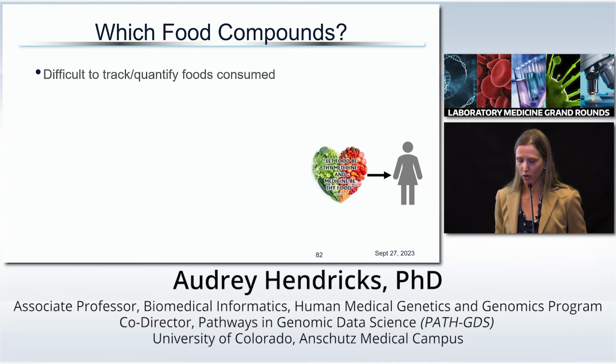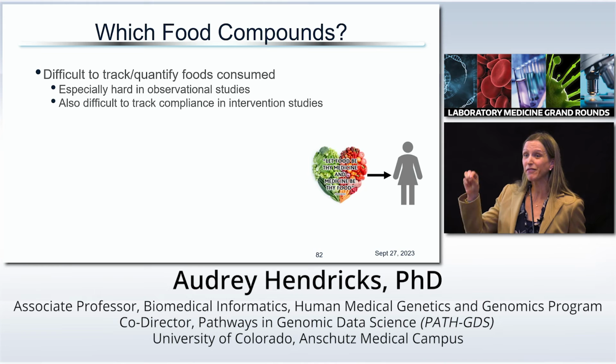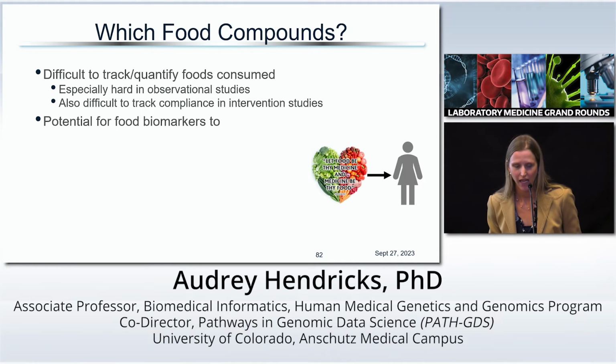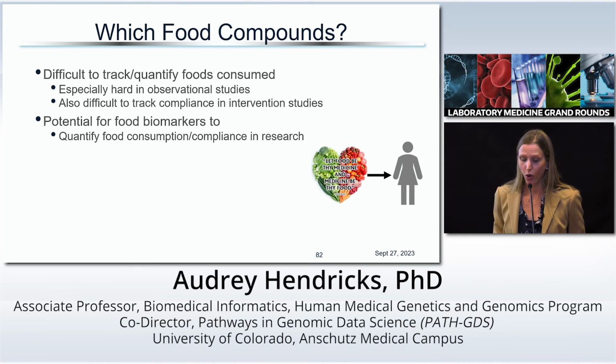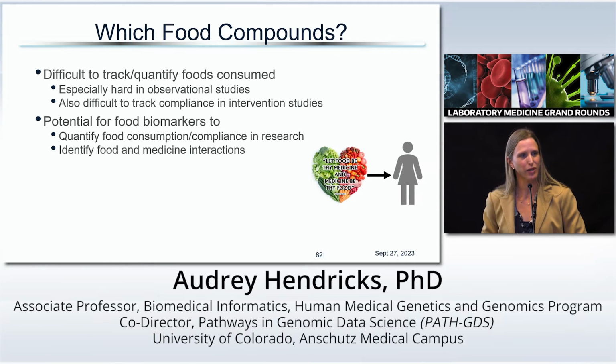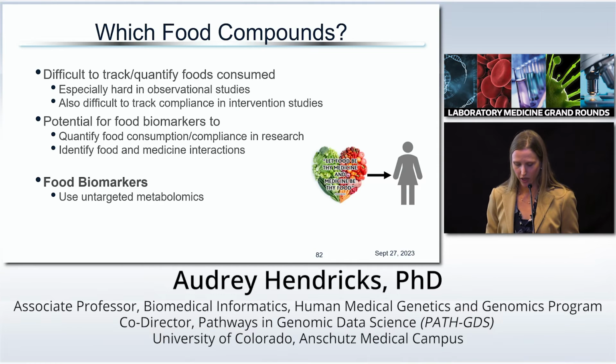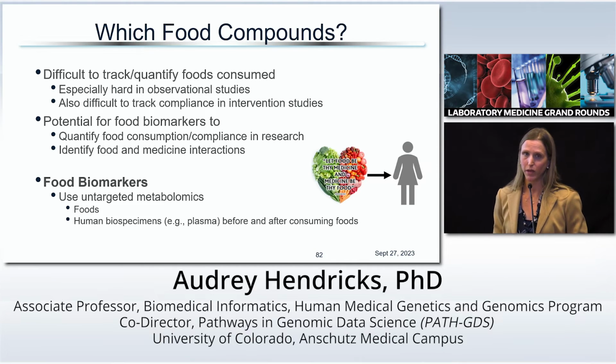So it's difficult to track and quantify foods consumed. It's especially hard in observational studies, although it's also difficult to track compliance in intervention studies, even when you give them the food. There's a potential for food biomarkers to quantify food consumption and compliance in research, and also to identify food and medicine interactions. I always think, how great would it be if we could just determine what people ate by a pinprick, and then in the ER or something, when we couldn't talk to them, we could determine if there'd be any adverse events. So for food biomarkers, we use untargeted metabolomics of foods and of human biospecimens.